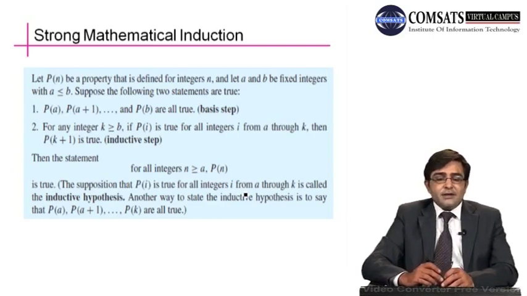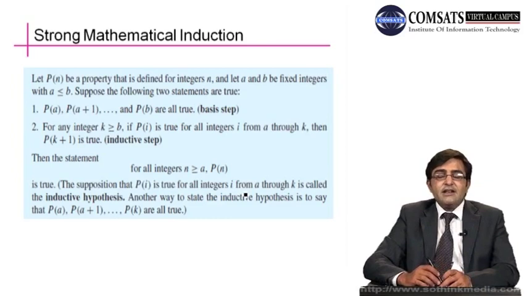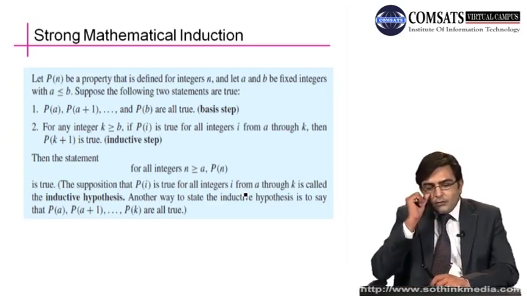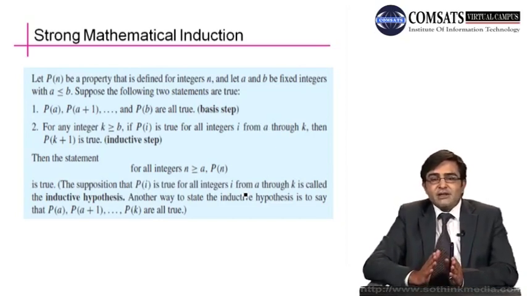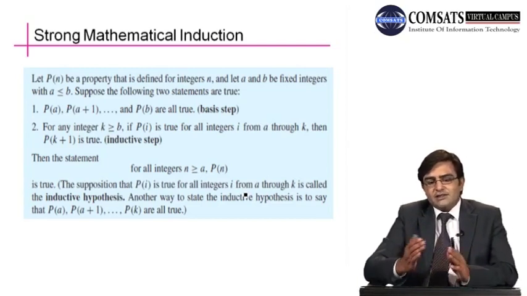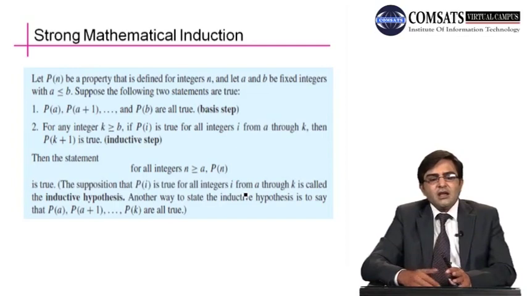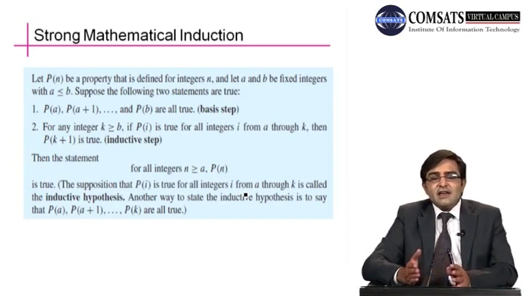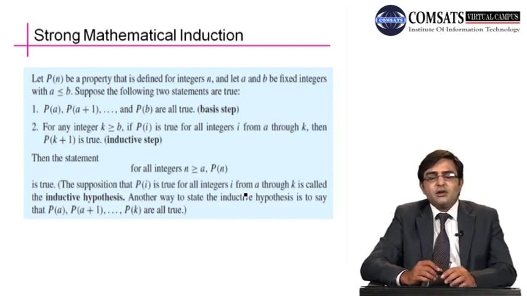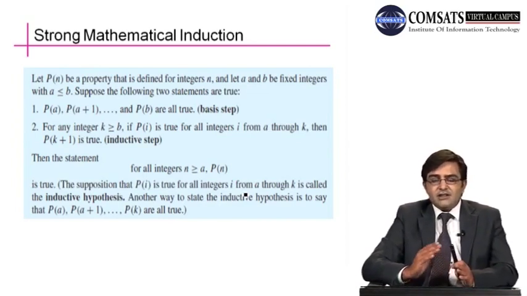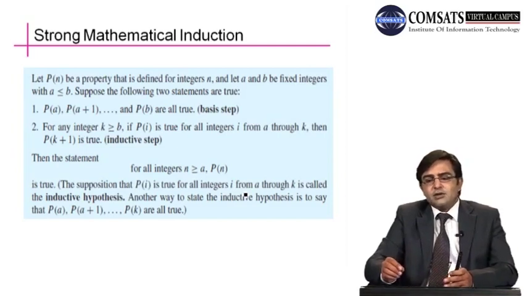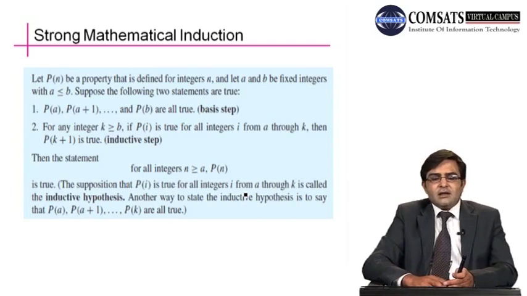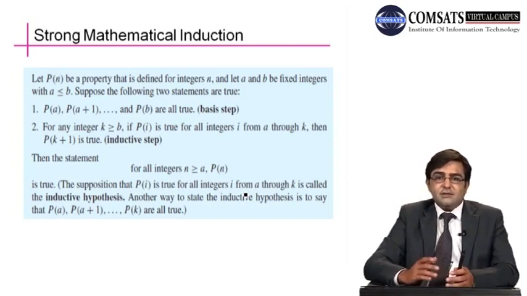The second step in the strong mathematical induction is that for any integer k greater than or equal to b. Now we are saying that we have already proved in the basis step that the given property is true for a until b. Now the second step starts with the b. We say that for any integer k greater than or equal to b, if P of i is true for all integers i from a through k, meaning if the given property is true from a through k, then P of k is true. So this is basically the inductive step.